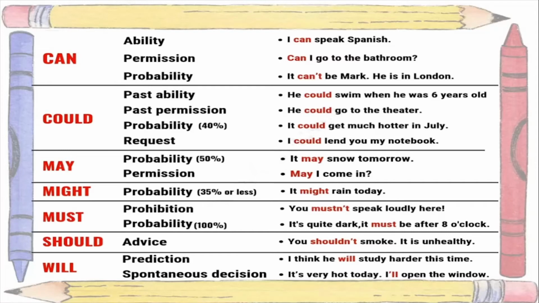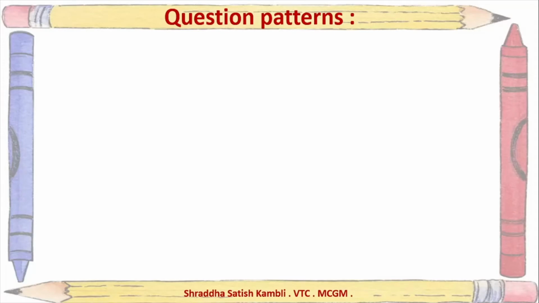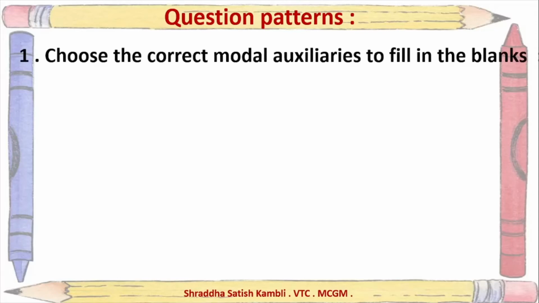Okay, now we will move on to our scholarship question pattern, and let's take a look at the various kinds of questions which could be asked based on this particular topic. So the first one: choose the correct modal auxiliaries to fill in the blanks. You have to just make a choice of which modal auxiliary will fit into the sentence.